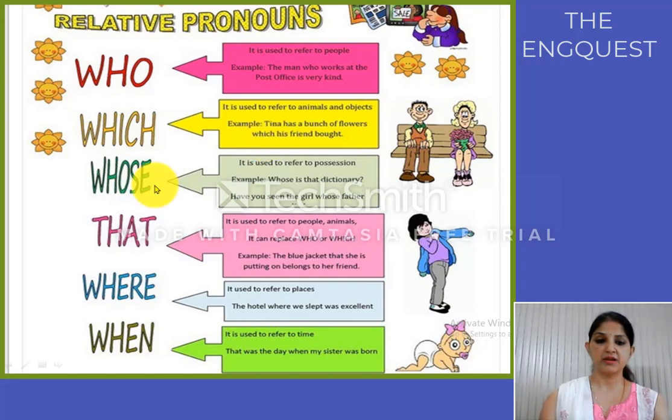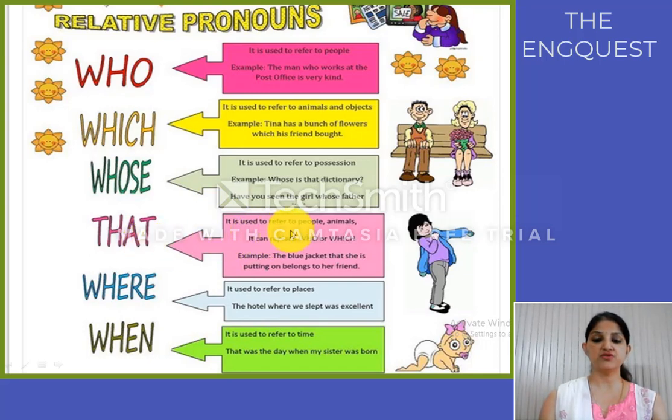Whose. As I told you, whose shows the possession. Whose is that dictionary? Have you seen the girl whose father is a doctor? Now here, whose is referring to show the possession. The girl whose father. Let's see the next pronoun, that.